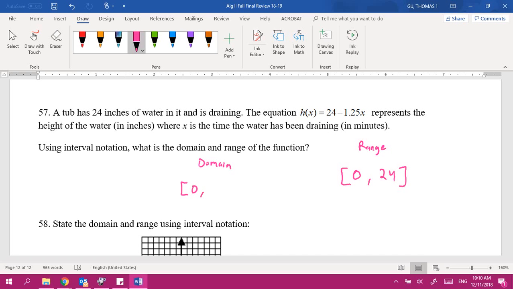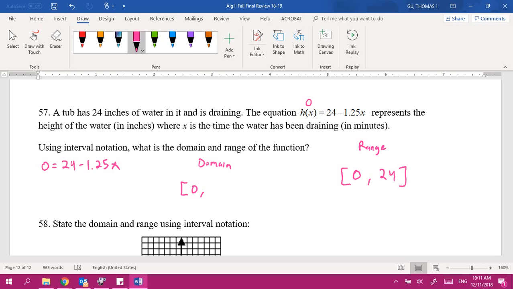But what's the maximum time? The maximum time is going to be when our tub is completely empty, right? When our tub is completely empty, which means my h of x or my y is equal to 0, right? Because that's when our tub's empty. So to find out what x could be, I will plug in 0 for h of x and solve for x. Because that will tell me how many minutes it took to have my tub at 0 inches of water, right?